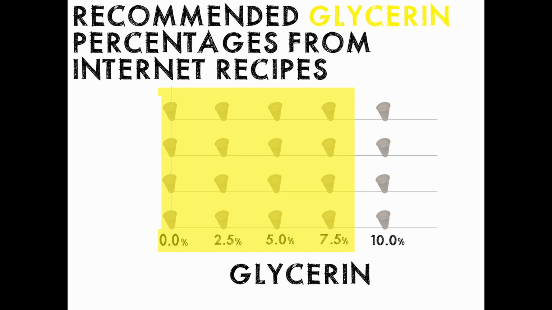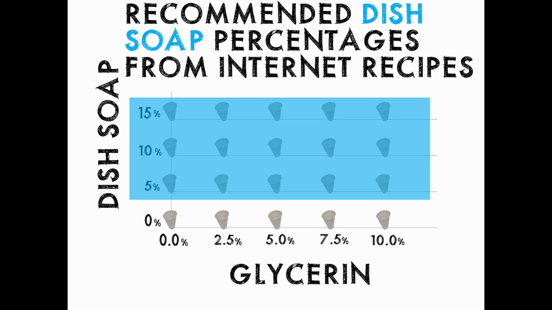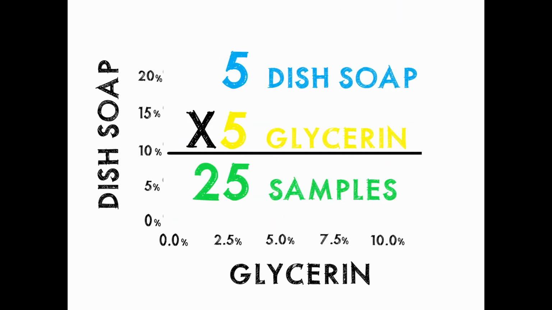Different internet recipes recommend glycerin concentrations between 0 and 7.5%. Dish soap recipes ranged from 5 to 15%. Going one concentration higher for each gives a total of 25 different sample concentrations to be tested.